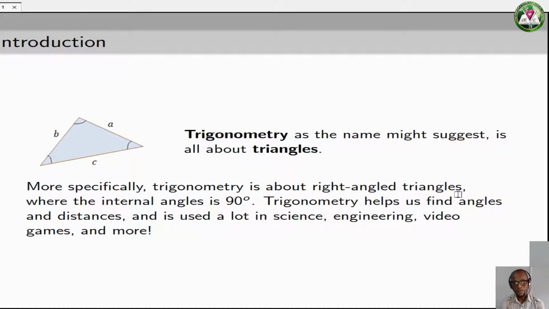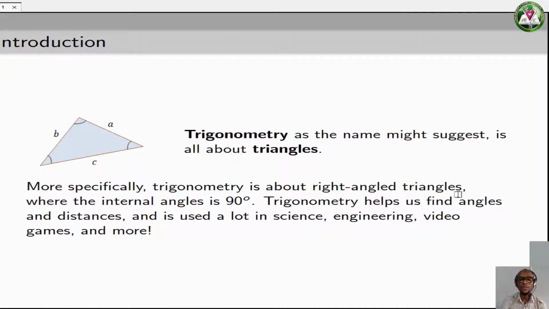So now, you'll be hearing the word trigonometry. As the name might suggest, it's all about triangles. When you hear the word trigonometry, it's all about triangles. But more specifically, trigonometry is about right-angled triangles, where the internal angle there is 90 degrees. We've done right-angled triangles in our previous theme, although we're going to revise that in the next slides.